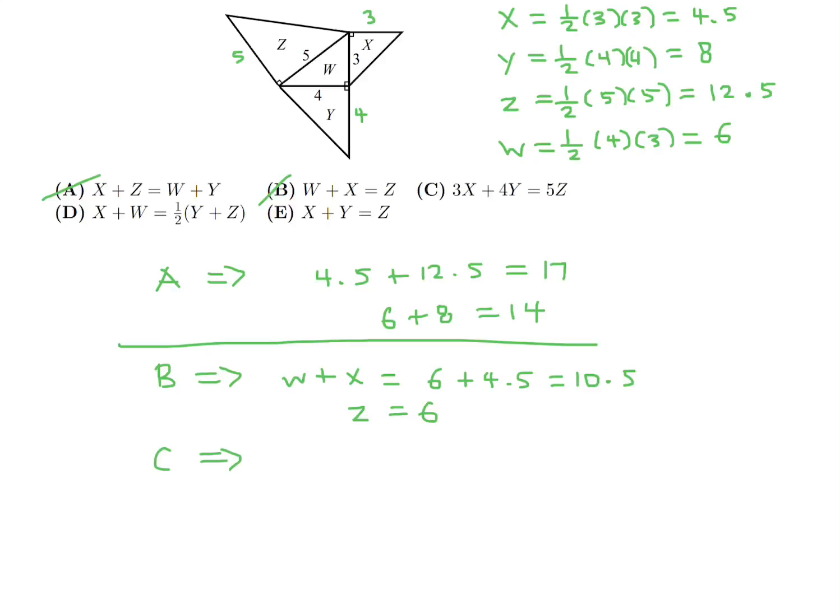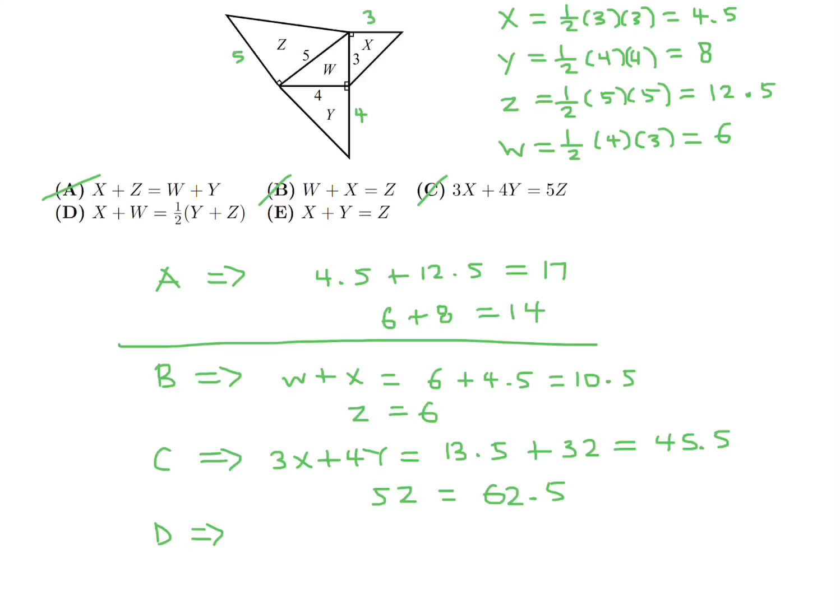C, 3x plus 4y. Well, 3 times x looks like 13.5. 4y is 32, so that is 45.5. And then 5z is 5 times 12.5, which is 62.5. And those are not equal. All right, they're really making us work here. All right, let's keep going here. D.